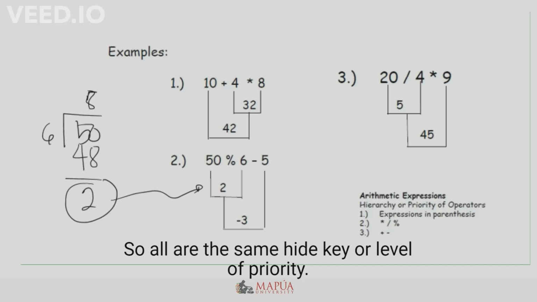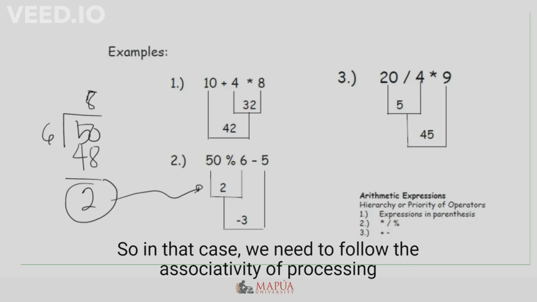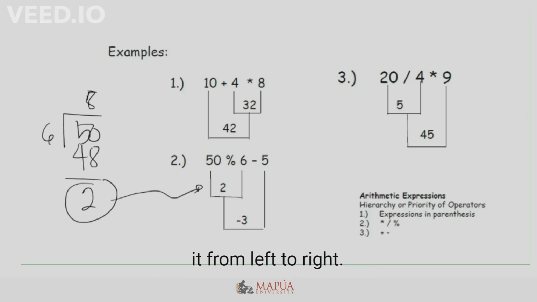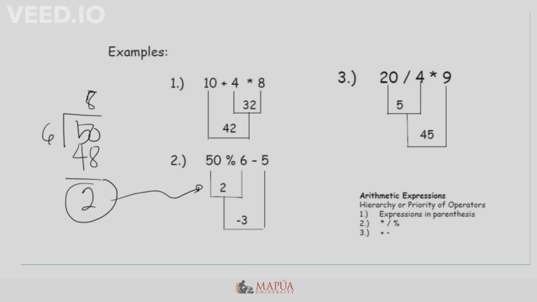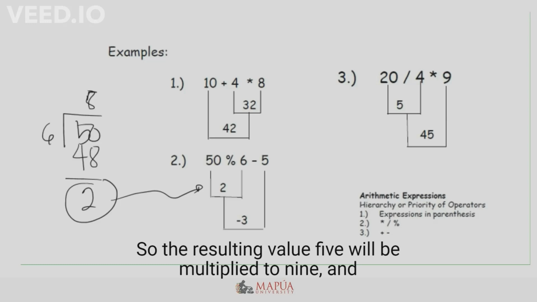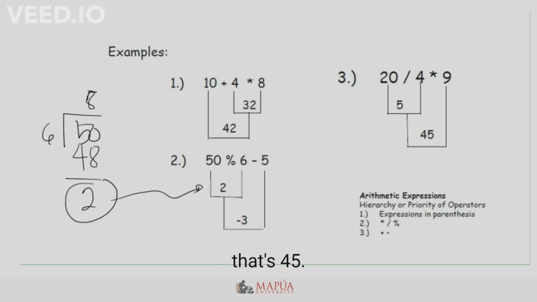Then another example, 20 divided by 4 times 9. All are the same hierarchy or level of priority. In that case, we need to follow the associativity of processing from left to right. So it should be 20 divided by 4 first, which is 5. The resulting value 5 is then multiplied by 9, and that's 45.